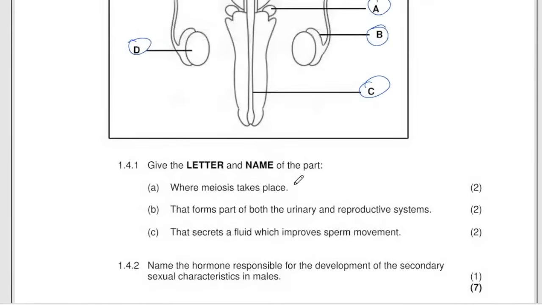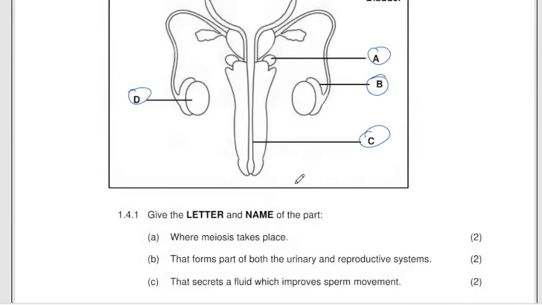So we are saying, give the letter and the name of the part. Here is 2 marks. Even if you don't know the name of the part, make sure that at least you are able to give me the letter. Just pick it if you don't know for sure. You never know, your guess might be correct. So where does meiosis take place? In this case, we are looking for the part where meiosis takes place, which is the testis. So the answer is D, the testis.